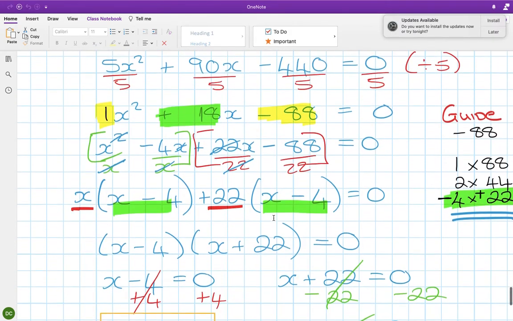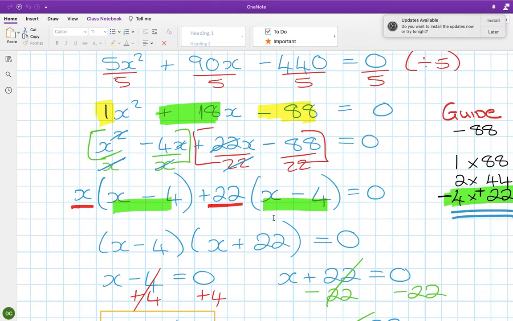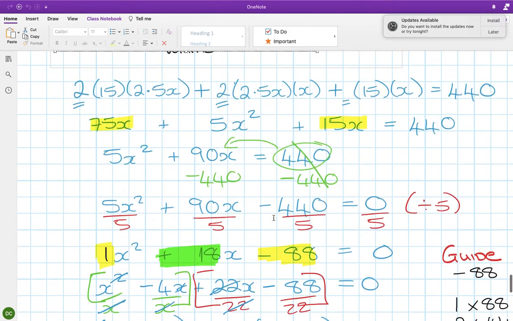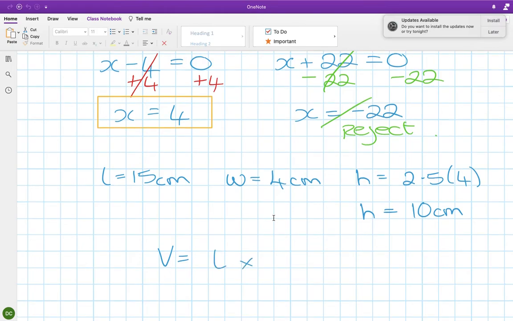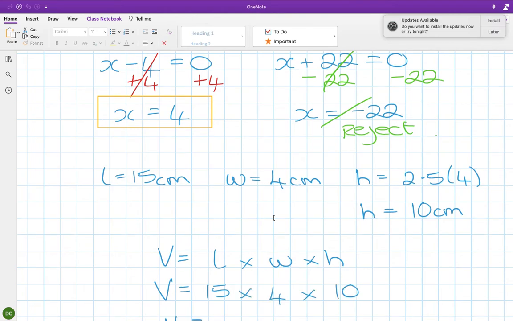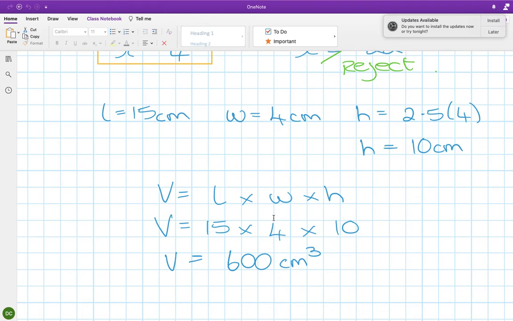So the length is 15 centimeters. We know that the width is 4 centimeters. And the height was 2.5 times the width. So the height is 2.5 times 4. So the height is 10 centimeters. And then you're asked for the capacity, which is the volume. It's rectangular, so it's length by width by height. So that's 15 by 4 by 10. So 15 by 4 by 10 is 600 centimeters cubed. Right, so that's how you do it.